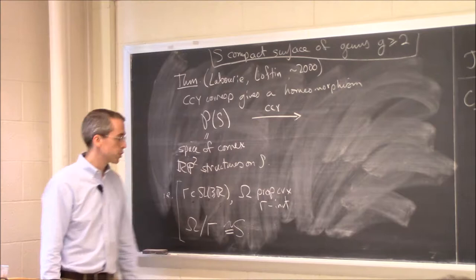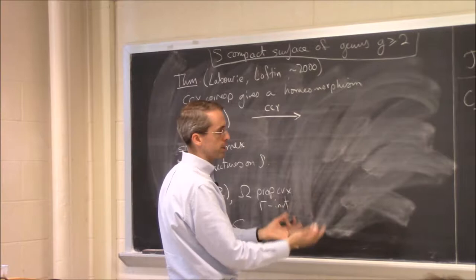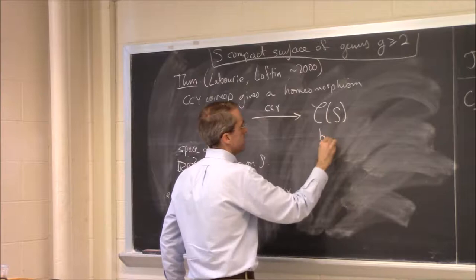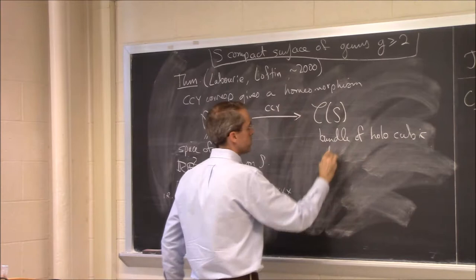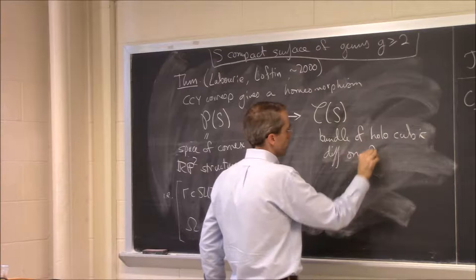So in fact, what I'll now state is what you get when you take the quotient to get a compact Riemann surface and a holomorphic cubic differential on it. So that's going to be C of S, and this is the bundle of holomorphic cubic differentials on Riemann surfaces of type S.